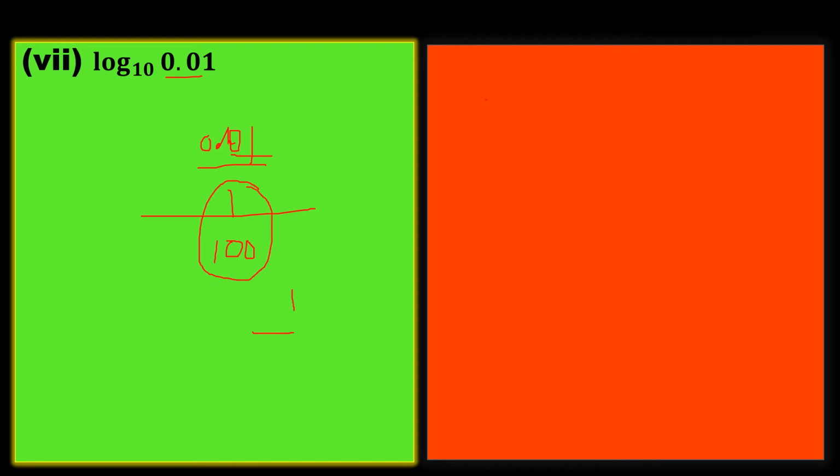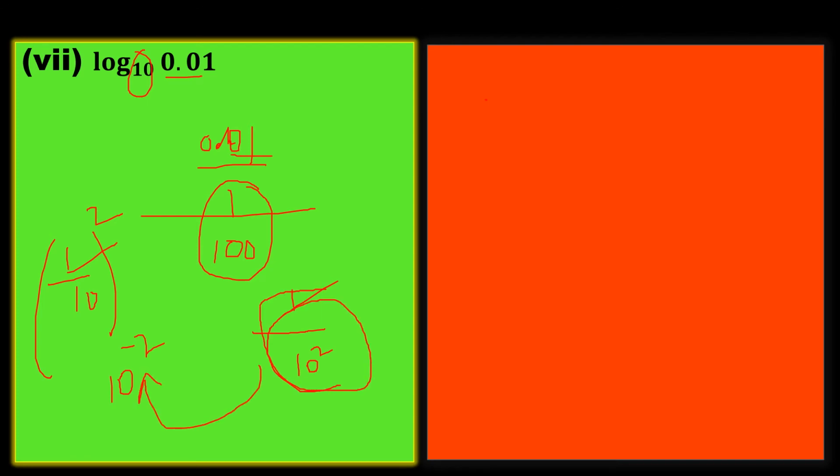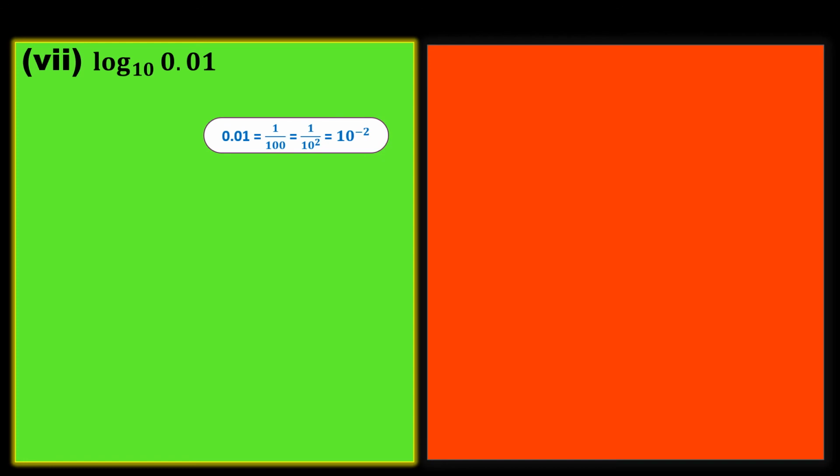1 by 100 I can write as 1 by 10 square, because I should write this in terms of 10. 1 by 10 square I can write as 1 by 10 whole square, because 1 power anything is 1 only. So even for 1 I'll give whole square. Now I can write this as 10 power minus 2. From this step only you can write 1 by 10 square as 10 power minus 2. So 0.01 means 1 by 100, which means 1 by 10 square, which means 10 power minus 2.